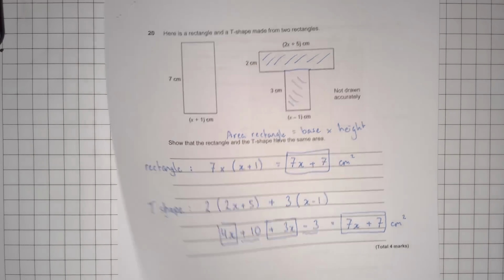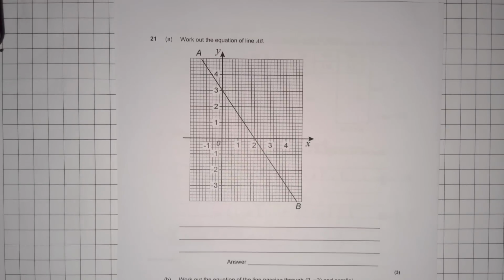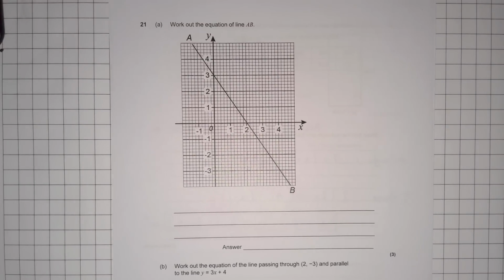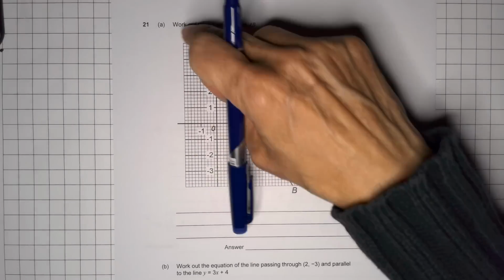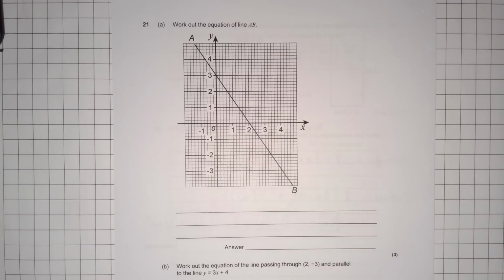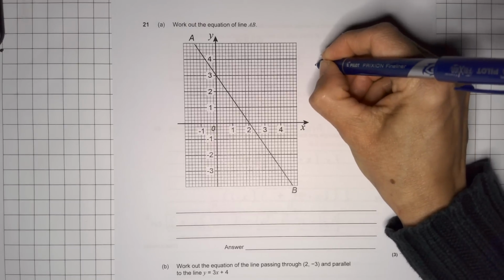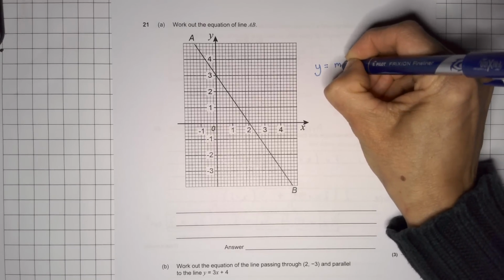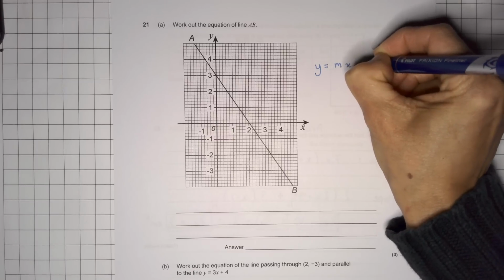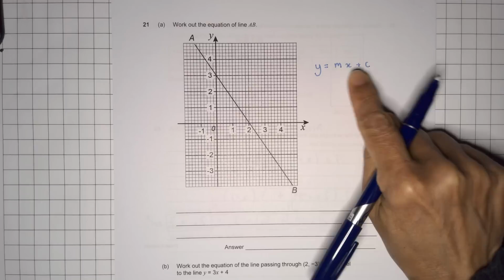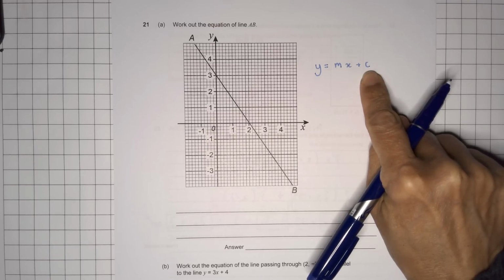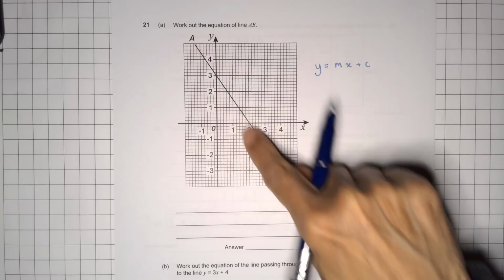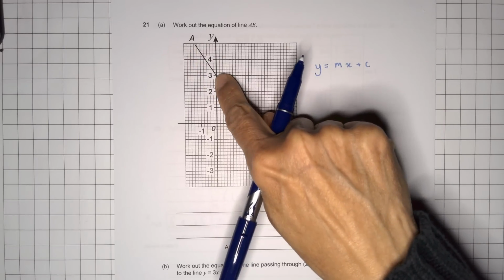Very good. So now we're on to question 21. And question 21 looks like a straight line. Okay, I can see a straight line, AB. And it's saying work out the equation of line AB. So, the equation of a line tends to look like this. Y equals mx plus c, where m is the gradient and c is the intercept. The gradient tells me how slopey it is, and the intercept tells me where it crosses the y-axis.